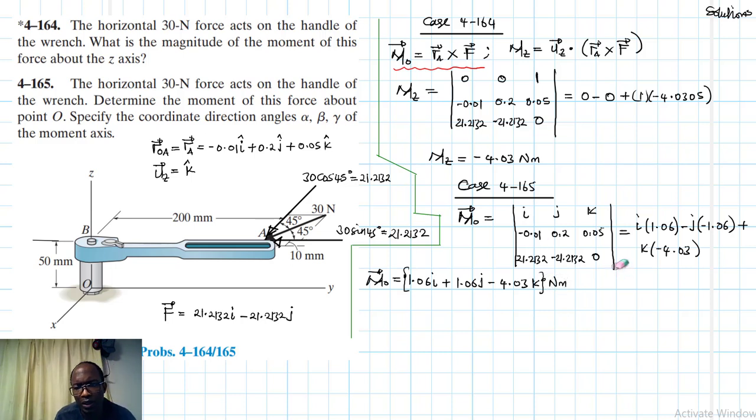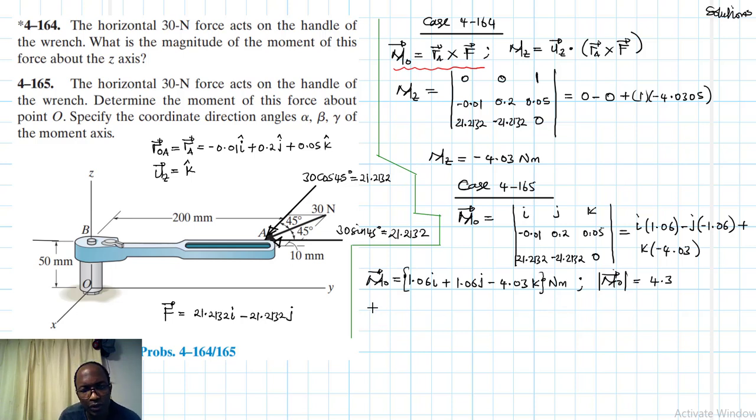Right, but we are not yet done. We have been asked to find the coordinate directional angle, so let's find the magnitude. So the magnitude of this is just going to be equal to the square root of 1.06 squared twice plus 4.03 squared, so we have a 4.3. Okay, 1.06, 4.03.